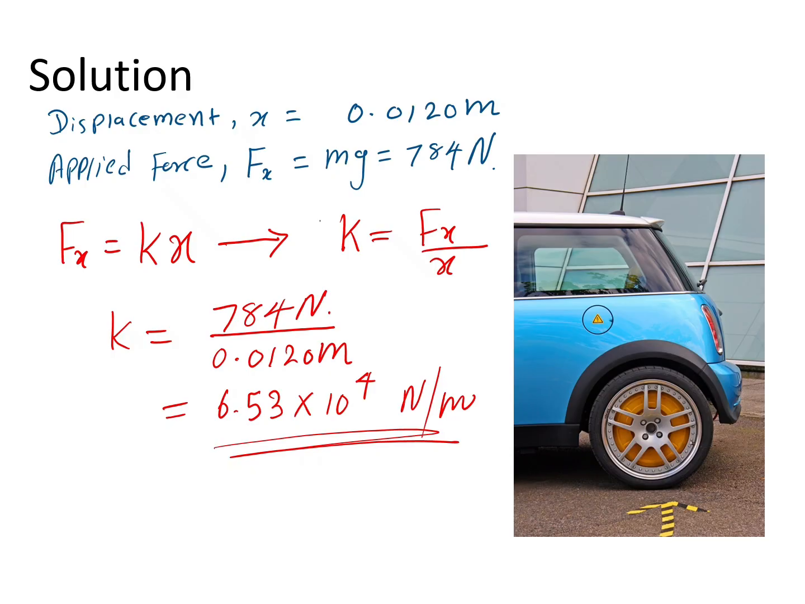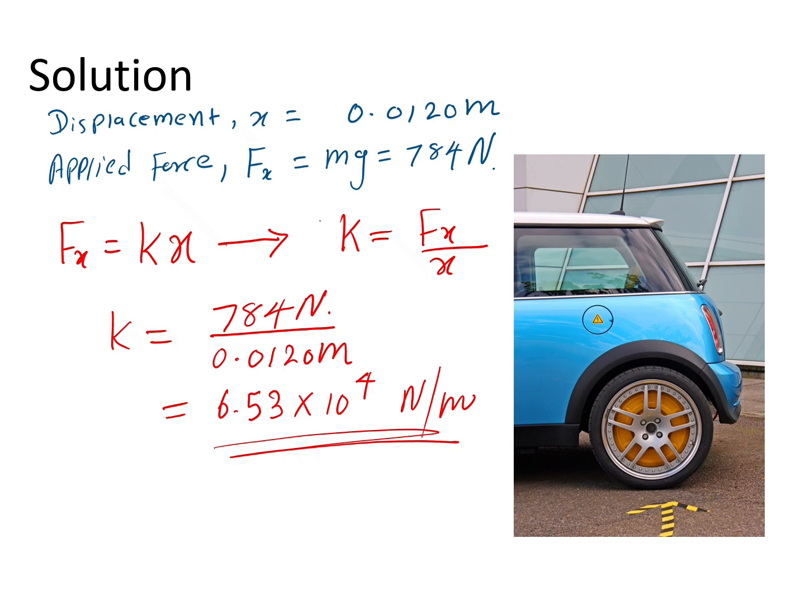So the spring constant of the suspension system is about 65,300 newtons per meter. This means that for every meter of compression, this suspension system would require about 65,300 newtons of force, assuming the system behaves like an ideal spring over that range. Since the actual compression is only 0.012 meters, the force needed is much smaller than that full 1 meter value. This answer is reasonable because car suspensions must be stiff enough to support large forces while compressing only small distances.